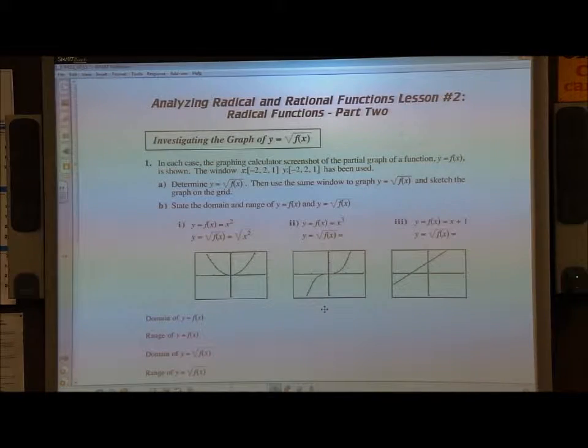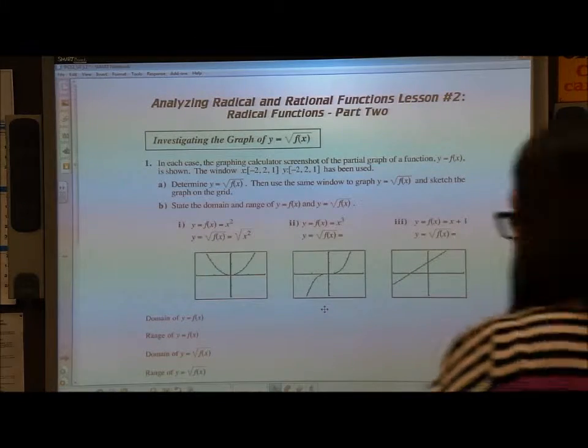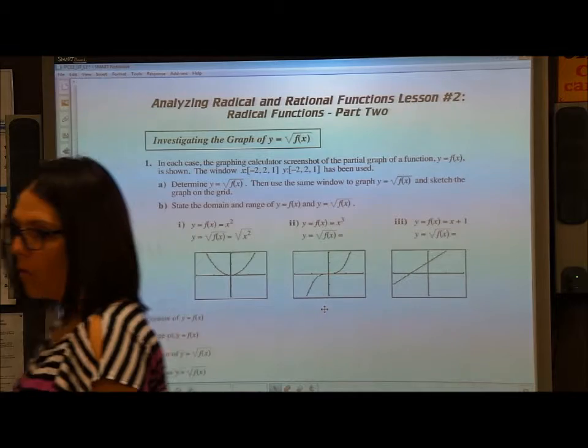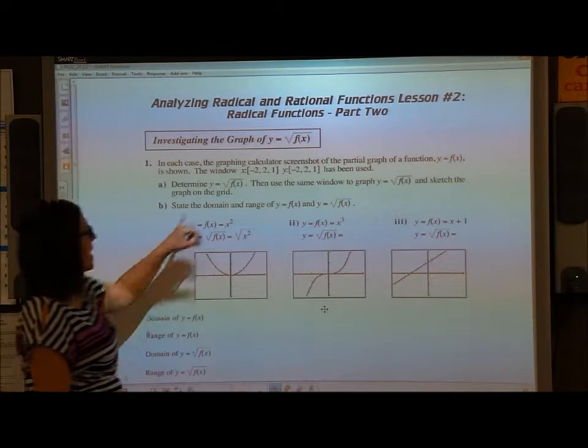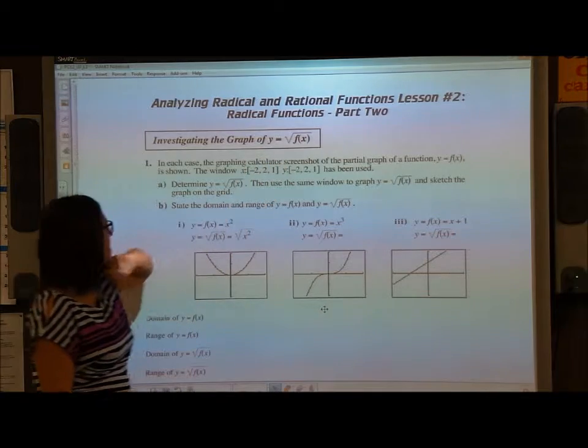So lesson number 2 is looking at radical functions again. Only this time what we're looking at is if we take a function and then take the square root, or the radical, of that function. So in each case, the graphing calculator screenshot of the partial graph is shown. This is the window that has been used.